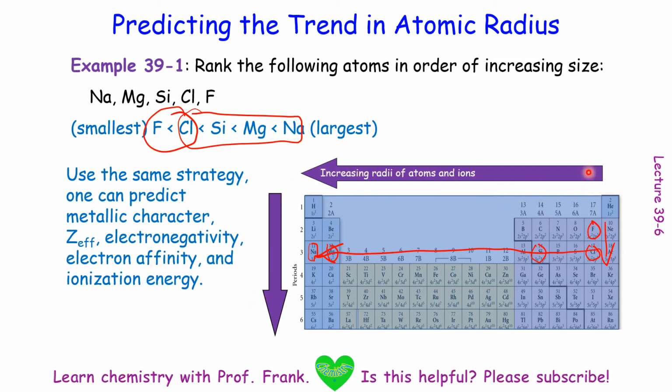For atomic radii and metallic character, they go with this trend. And for effective nuclear charge, electronegativity, electron affinity, and ionization energy, they have the opposite trend. Doesn't matter which trend it is, but if you follow the same strategy, you should be able to answer those questions correctly.